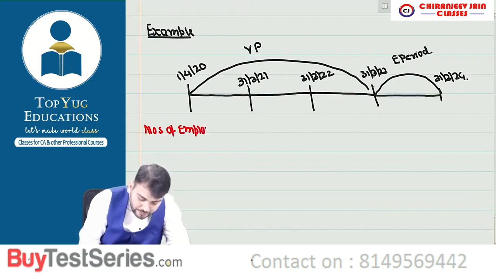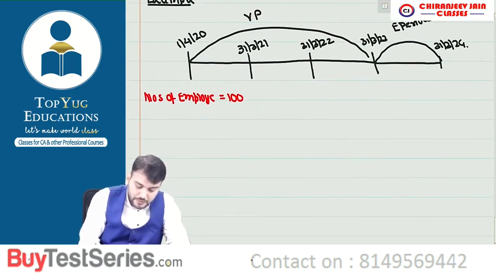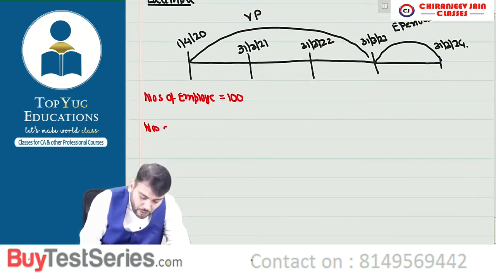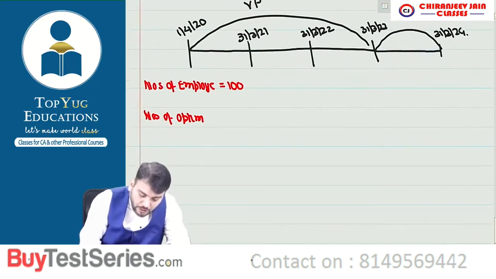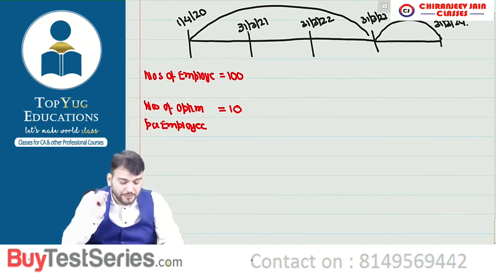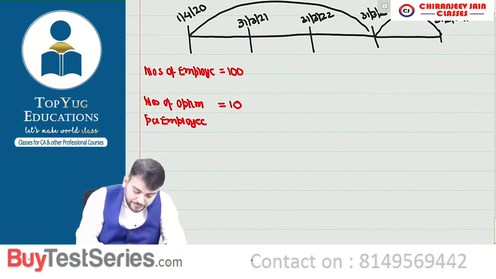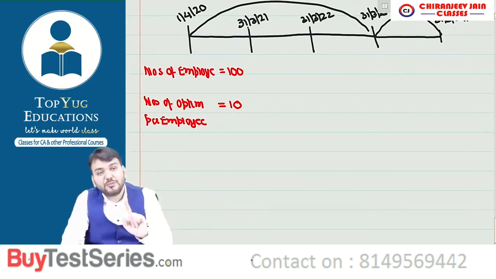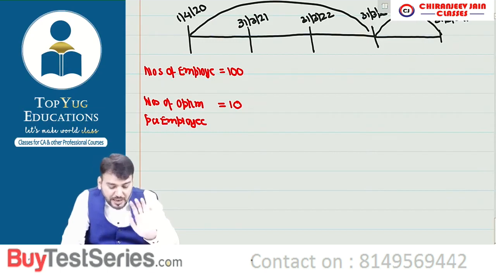Now, number of employees is equal to 100. Okay? Number of options per employee is 10. Correct? Means to each employee how many options given? 10 options. 10 options means 10 shares. They can purchase 10 shares at an exercise price.